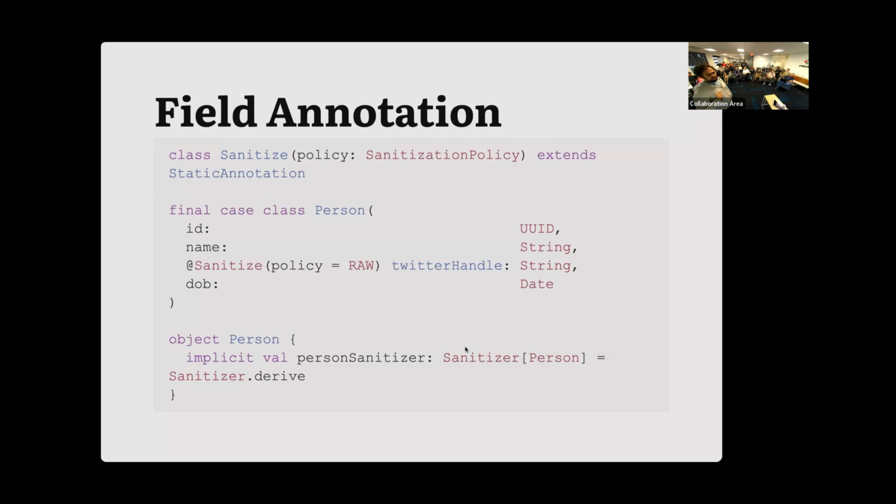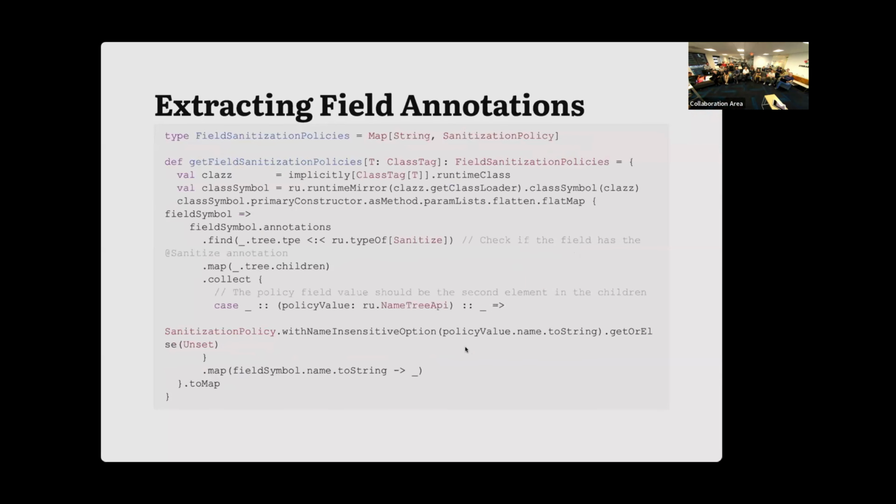So for that, we have to define an annotation, and we have to tweak our derivation method to take this annotation, to extract these annotations and then use it as a part of the derivation. This is a tricky part. Extracting the annotation is pretty straightforward. We just pull the primary constructor of the particular class, get the parameter list, and then extract the annotation for every field, for every parameter. And we return essentially a map of the field name and the sanitization policy that's associated with it. This is some reflection code.